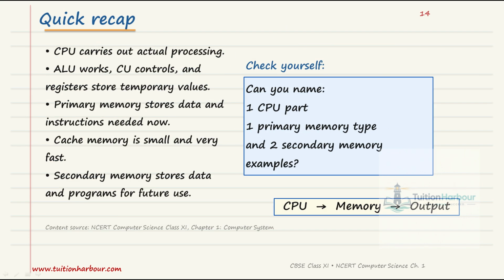Let us recap. The CPU processes data. The ALU works, the control unit controls, and registers hold temporary values. Primary memory stores current data, cache speeds up access, and secondary memory keeps files for future use.